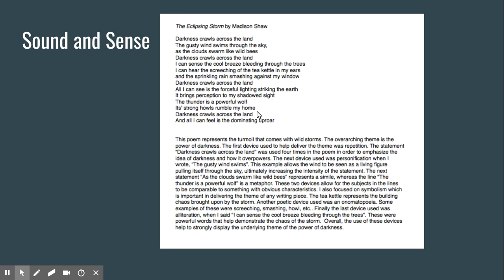I also wanted to point out that there was a symbol used in this poem that was really helpful to deliver the theme. I said, I can hear the screeching of the tea kettle in my ears. The screeching of the tea kettle would represent the chaos and the turmoil that comes from the storm. The overall theme of this was the power of darkness. So when I said darkness crawls across the land, obviously the word darkness represents the darkness in the theme, and crawls across the land represents the power that the darkness has.